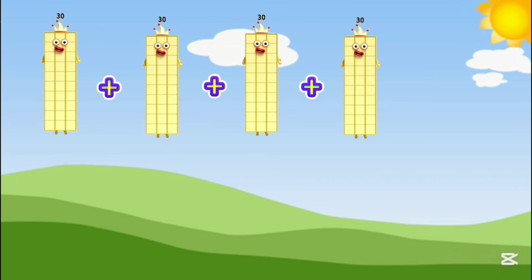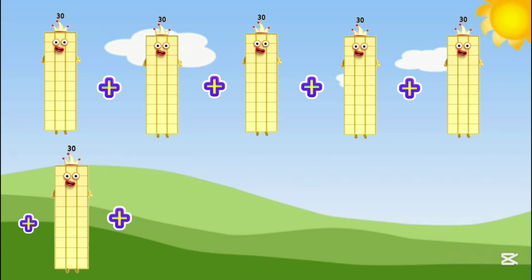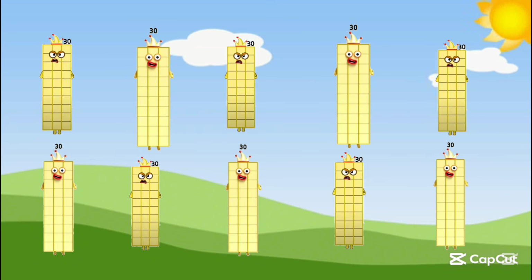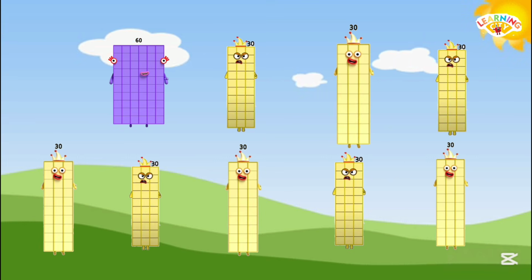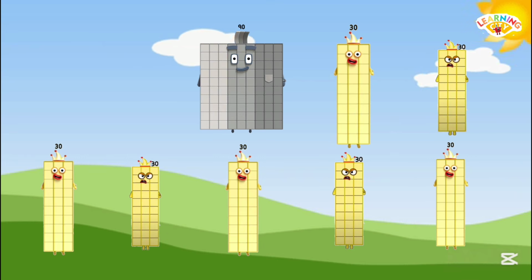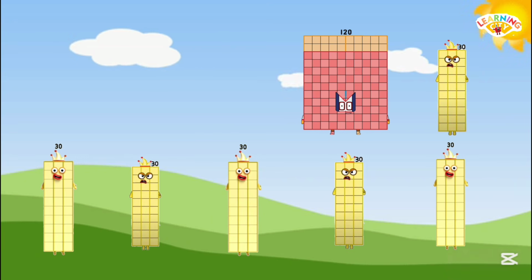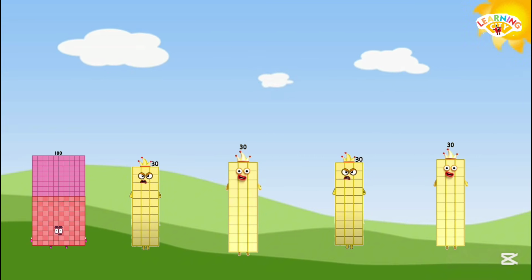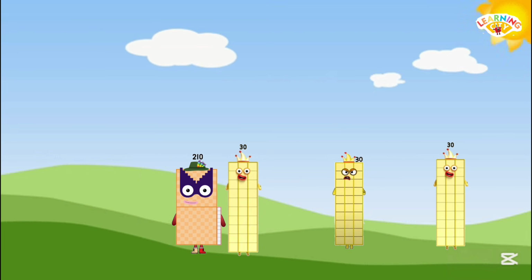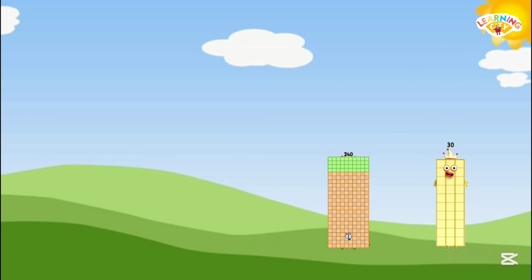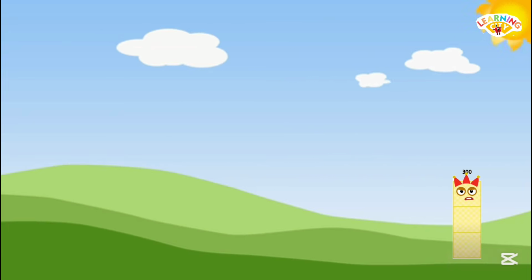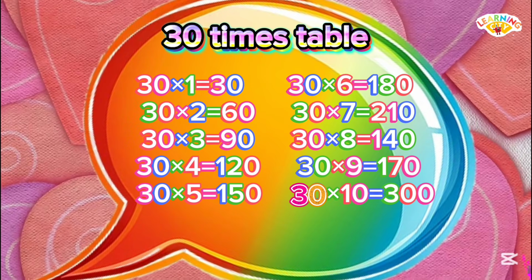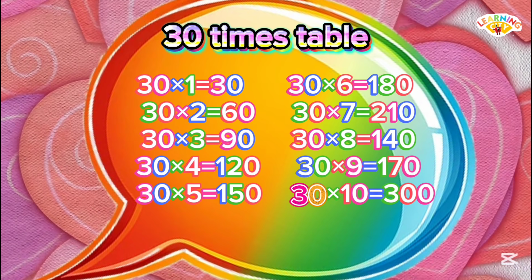Now it's time to learn 30 times table by using repeated addition. 30 plus 30, 60, plus 30, 90, plus 30, 120, 150 plus 30, 180, 210, 240, 270, 300. Here is the 30 times table.